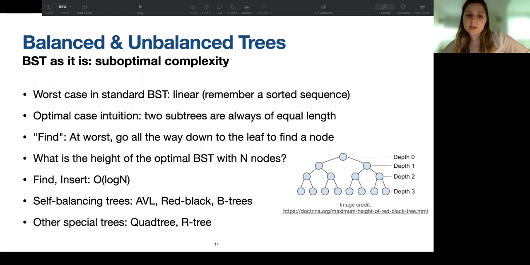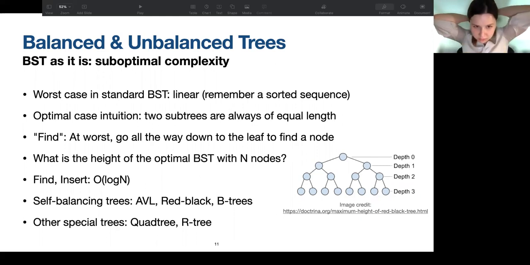So that would mean that it will take us only log n hops to answer the question whether a node is in the tree or not, which is clearly an improvement from the linear complexity. And that's why we care about this tree so much.